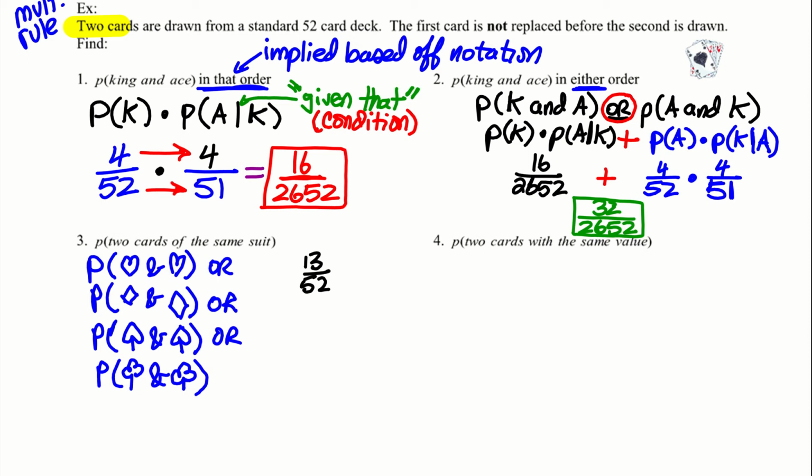So in probability, we always assume success. We always assume that we achieved the objective. So I got the heart. Now I just want to know the probability of getting a second heart. Well, I didn't replace the first card before I selected the second one. So I randomly selected a card from a deck. Turned out it was a heart. Didn't matter what kind of heart. Threw it away. How many hearts are available now? 12. How many cards overall? 51. All right, so that's going to give us a product of 156 over 2652.